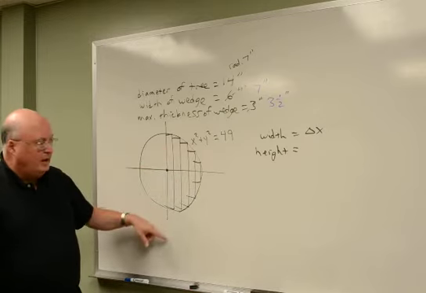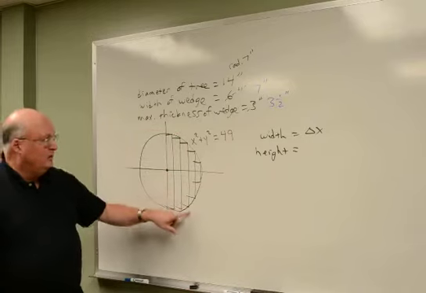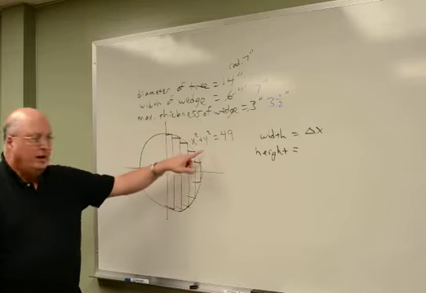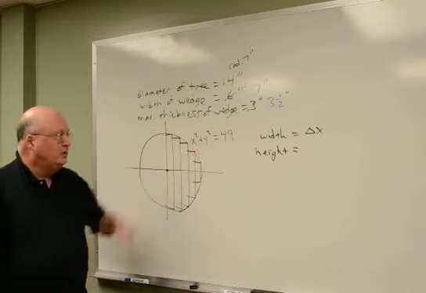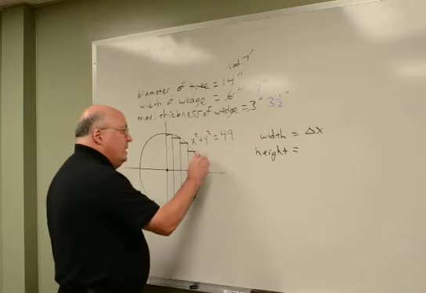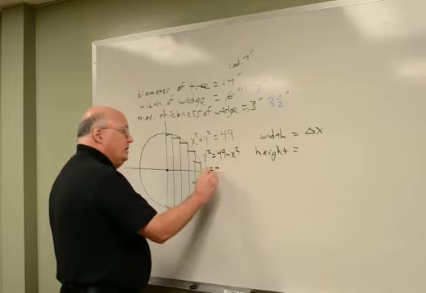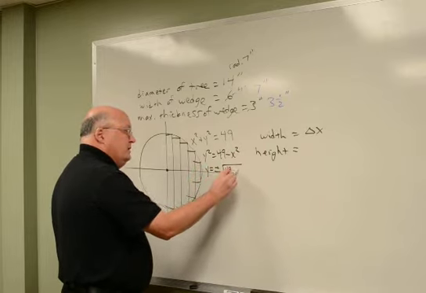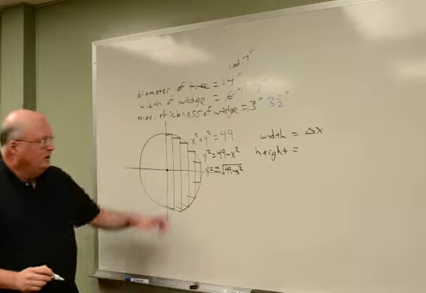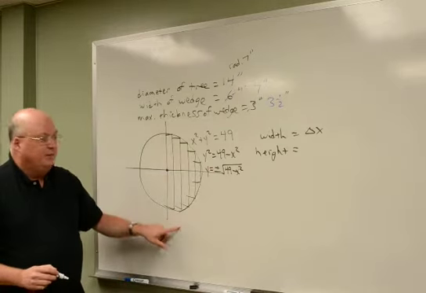It's the same setup. So I need to know the equations of the top and bottom curve. Well, how do I get those? I have this equation, x squared plus y squared is 49. If I simply solve this for y to get plus or minus the square root of 49 minus x squared, then that tells me the equations of the top and bottom curves.